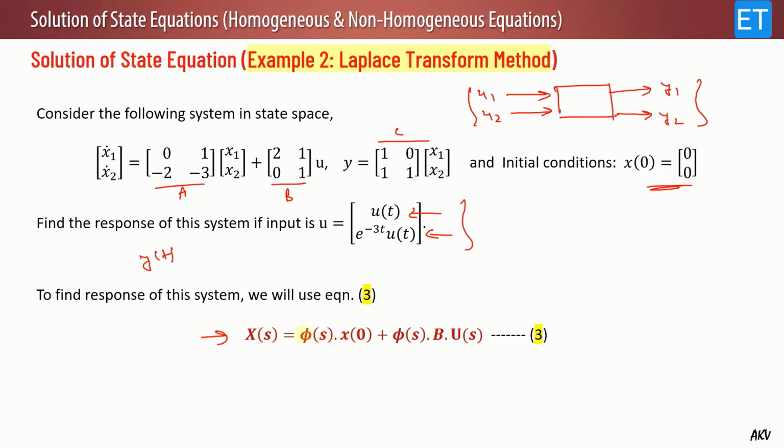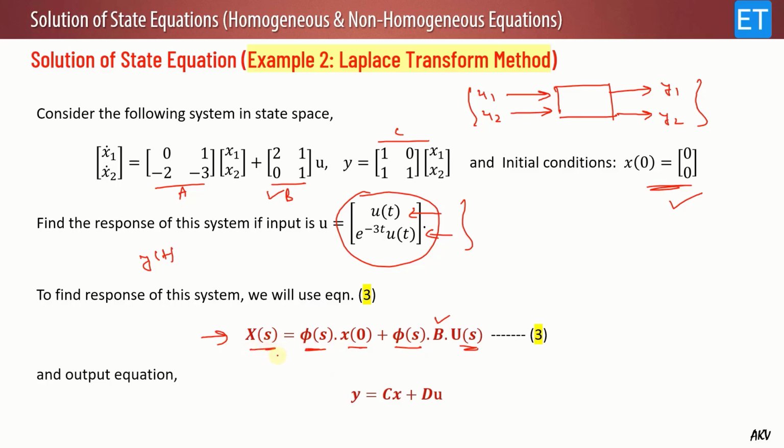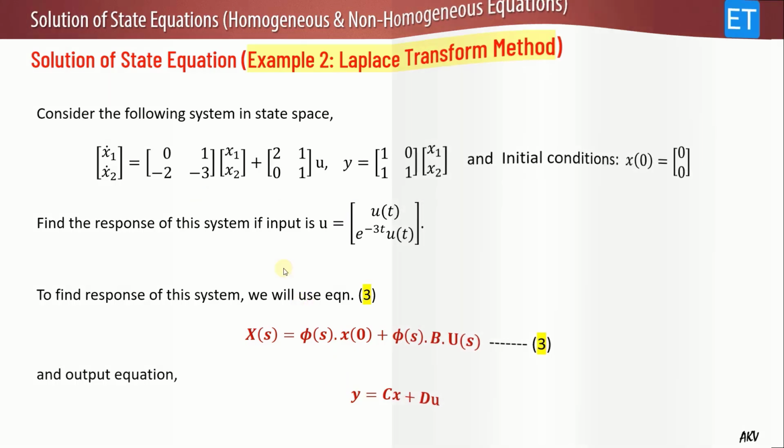So now in this equation, let's see what matrices are known at this moment. x0 is given, B matrix is given, and U(s), what is U(s)? U(s) is the Laplace transform of this input matrix, right? And obviously, just like the previous example, only phi(s) needs to be found. Once phi(s) is known, we can substitute all the matrices here, and once X(s) is known, we can find the output y, similar to the previous example.